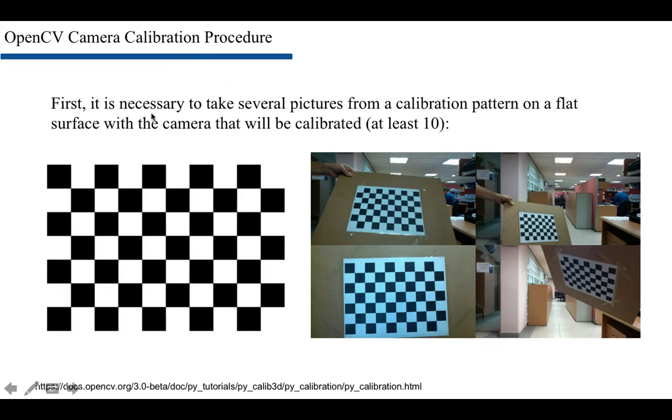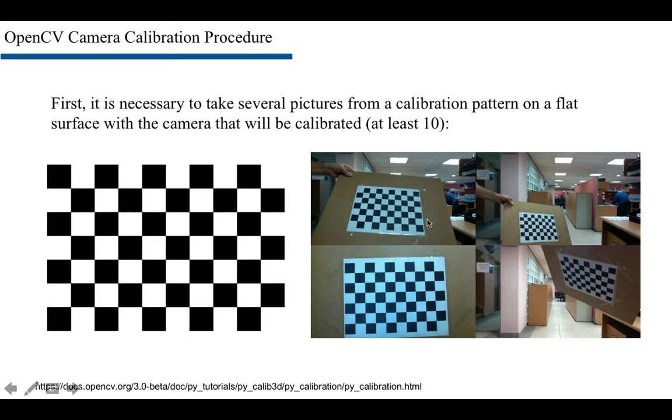So what do we do in OpenCV, or in general, to calibrate? First of all, we need a pattern. We print the pattern, put it on a flat surface, and then start taking several pictures, at least 10. We need to take several pictures moving the pattern within the camera field of view, in different locations and orientations, but it must be seen completely.